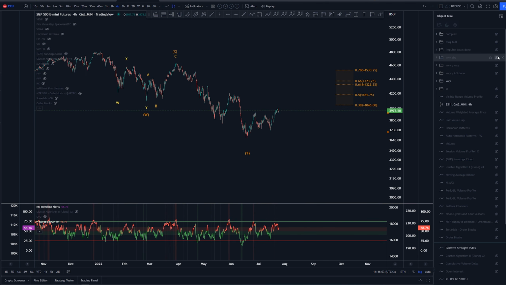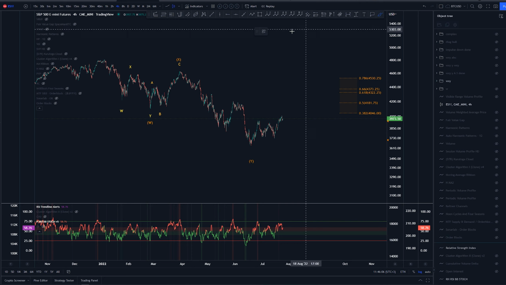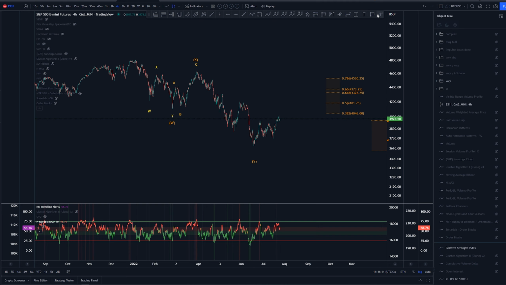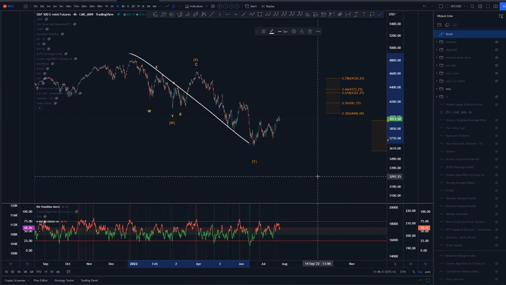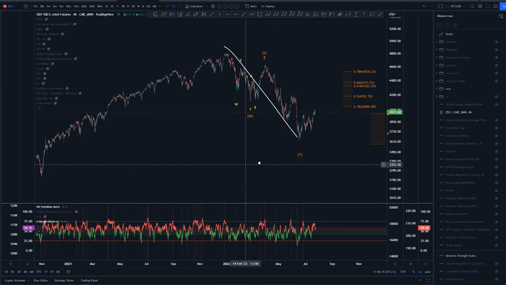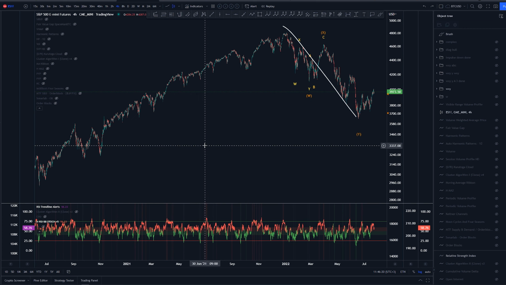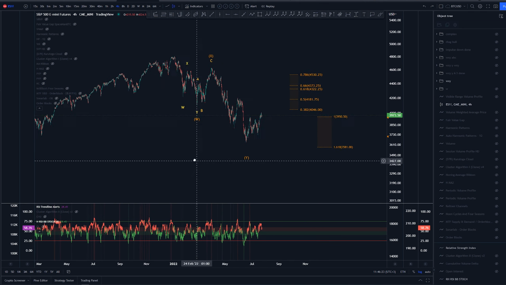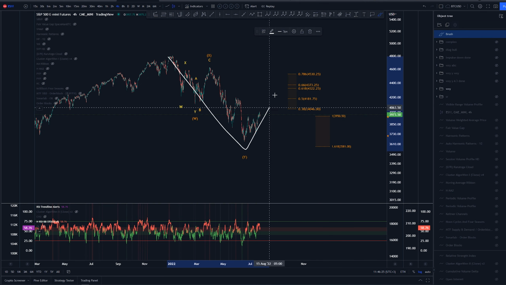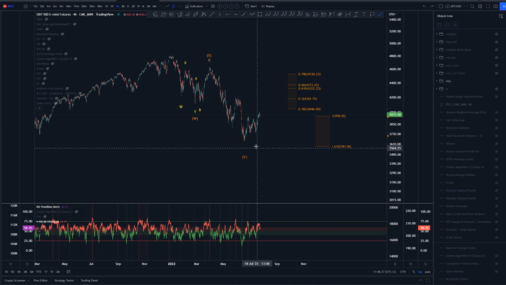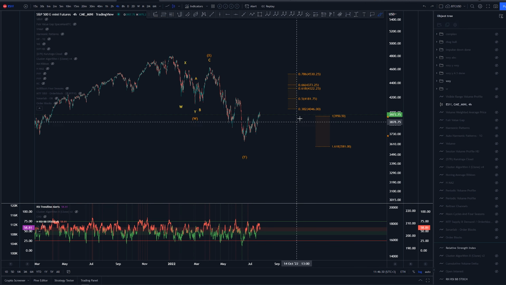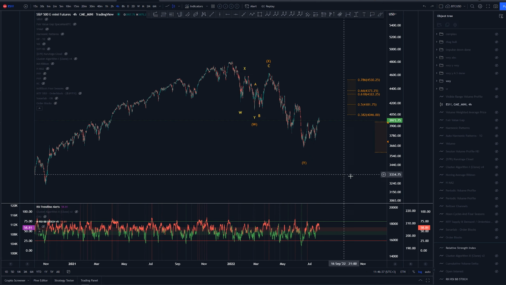Now, as we have possibly completed this structure, what are we looking at next? Either this has completed the whole correction that we are having in the higher time frame, or this is just a part of it. To me, this looks more like just a first leg of it, so I would be expecting us to do something like this, sweeping these lows later on, either this year or the next. But before that, we definitely can have some kind of rally upwards.